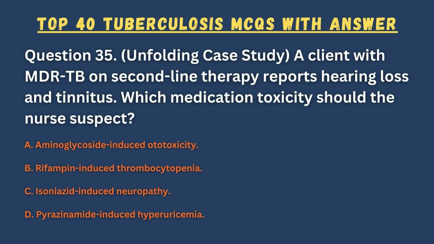Question 35. A client with MDR TB on second-line therapy reports hearing loss and tinnitus. Which medication toxicity should the nurse suspect? A. Aminoglycoside-induced ototoxicity. B. Rifampin-induced thrombocytopenia. C. Isoniazid-induced neuropathy. D. Pyrazinamide-induced hyperuricemia.